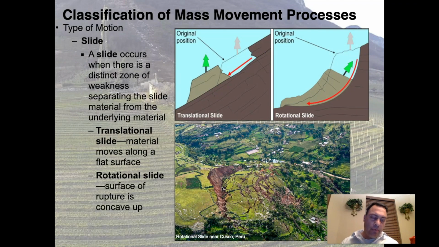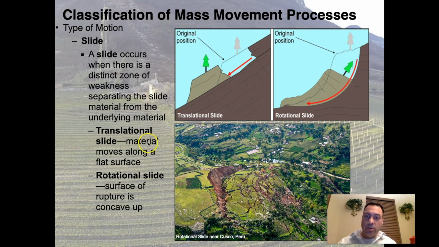So the next type of motion that we would have rather than a fall is going to be a slide. And it turns out there's two different kinds of slides that are prevalent on planet Earth. So a slide occurs when there is a distinct zone of weakness separating the slide material from the underlying material. In other words, there's a zone of weakness, they're in contact and they're moving, whereas in a rock fall, they come out of contact with one another. There's actual air between the two.